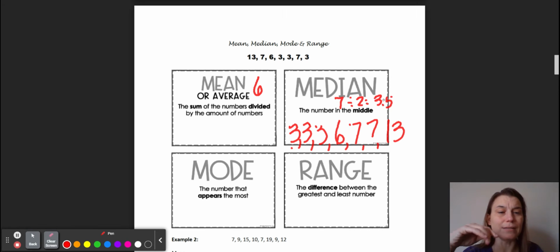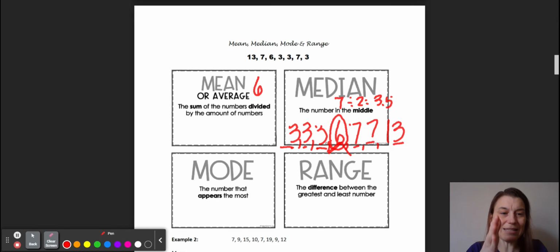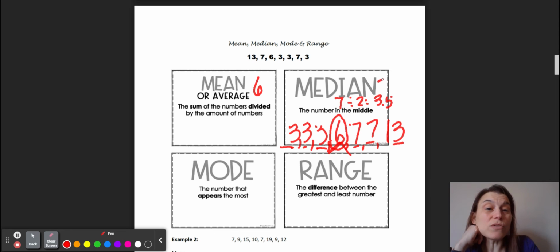So what that means is, if I cut the numbers in half, then 3.5 of the numbers are on one side, and 3.5 of the numbers on the other side. So watch what happens when I count in. 1, 2, 3.5. Now I'm going to go to the other side. 1, 2, 3.5. So when I counted in 3.5, look at what I'm pointing at. I'm pointing at 6. Now look, see, that is the middle number. See how that number is in the middle of the other numbers? So now the median is also 6.